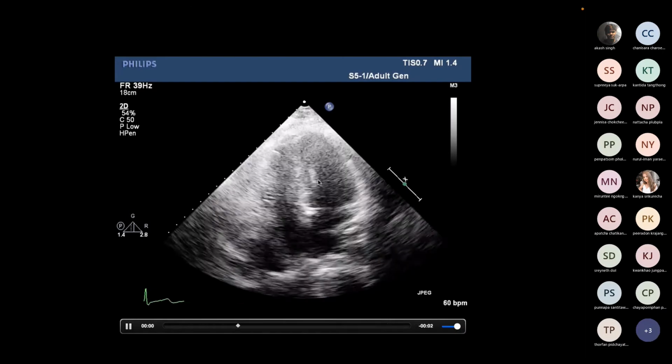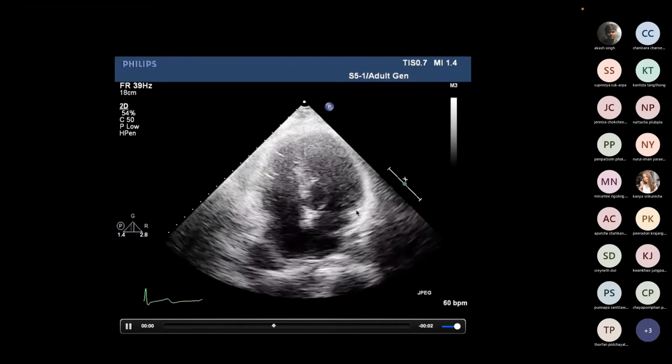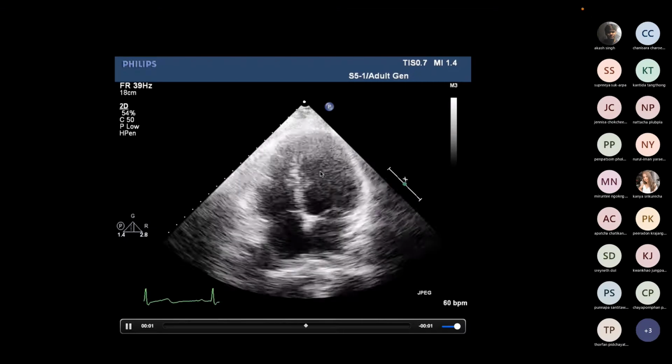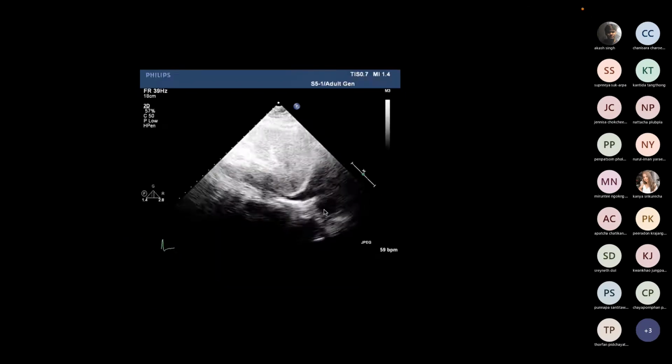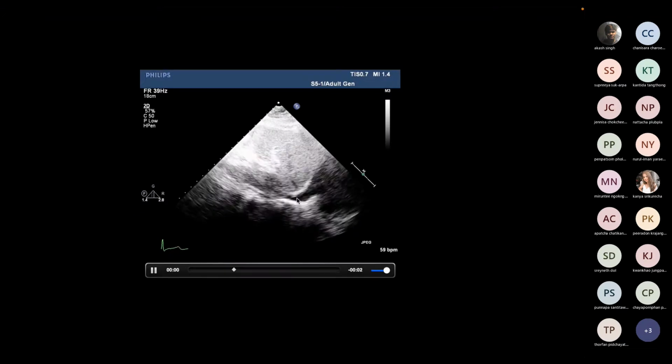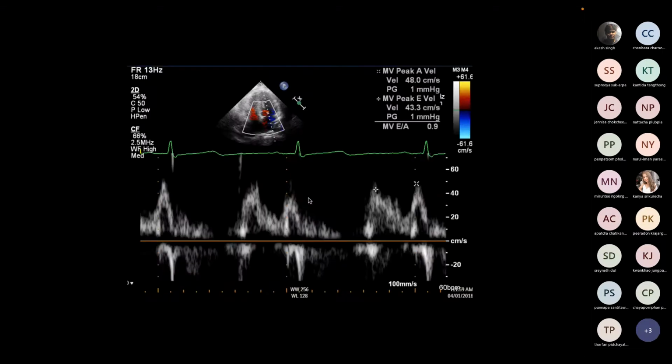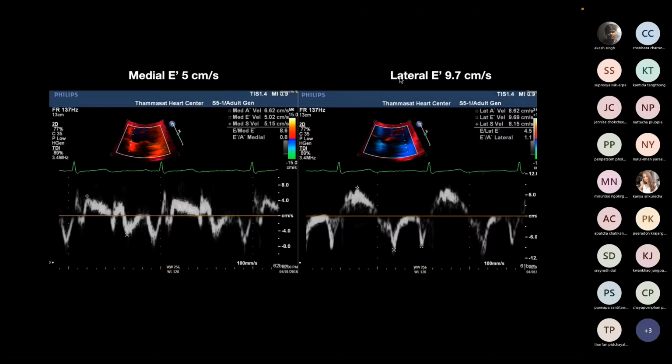This is the patient after removal of the pericardium. You can see that the heart can move better. It's the same patient. And now the IVC is collapsing just fine. And E velocity is much reduced from before. It was 70 something and now it's 48, right? And the TDI changes back to normal. So now lateral is 9.7 and medial is 5, like how it should be.